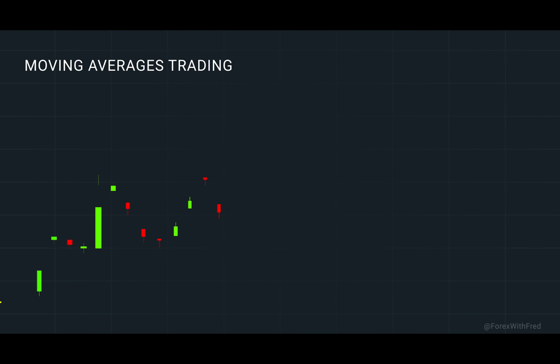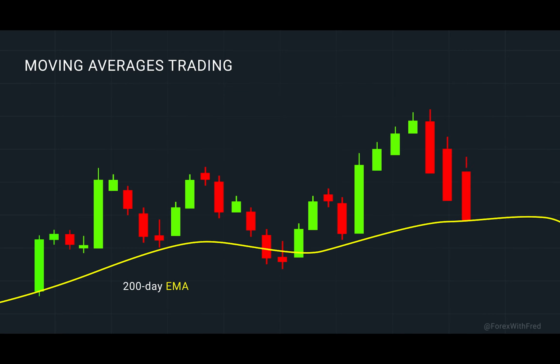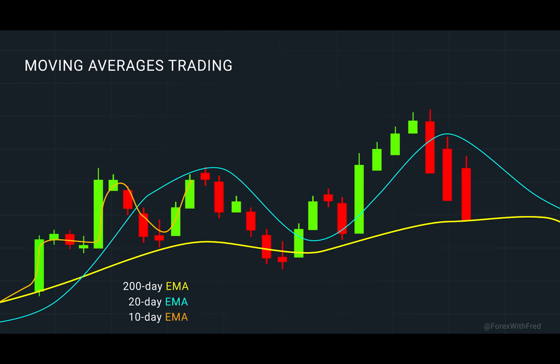Today I'm going to be exploring moving averages using the exponential moving average indicator. And how this is going to work is, while the candlesticks are moving, or while the market is moving, I'm going to be looking at the 200 EMA in combination with the 20 EMA and the 10 EMA.